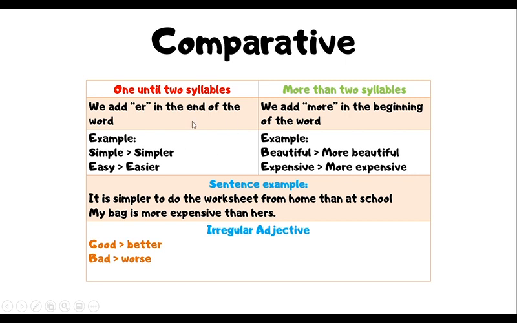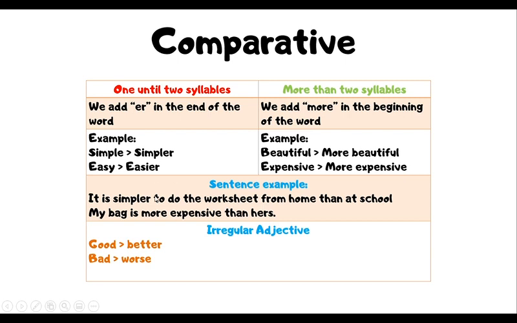But it is different when it comes to more than two syllables. So we have to add more in the beginning of the word. For example, beautiful. So there are three syllables, right? So we have to put more before the word beautiful. So it becomes more beautiful. Expensive. There are three syllables, and then we have to put more before the word expensive. It becomes more expensive, right?